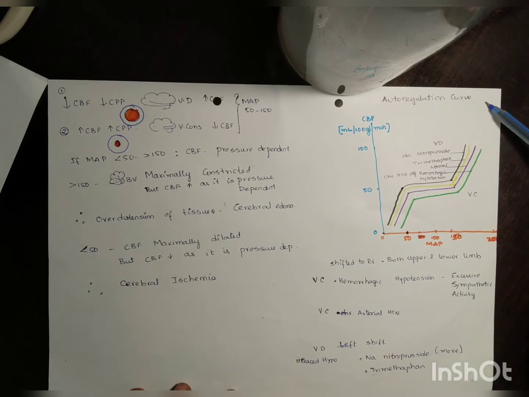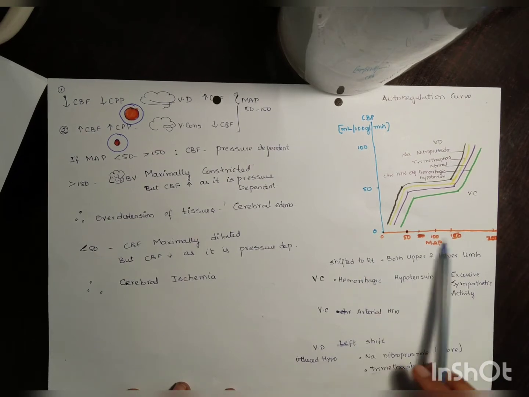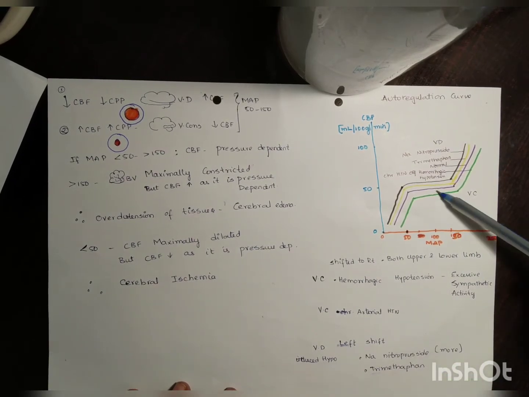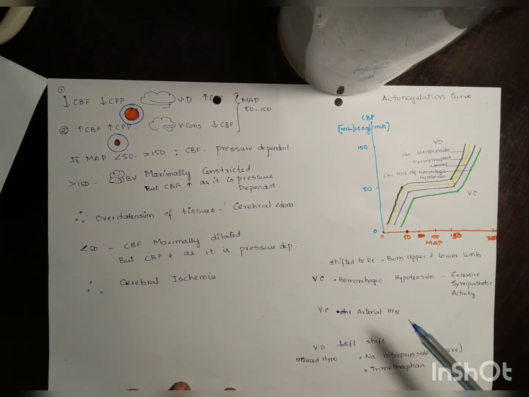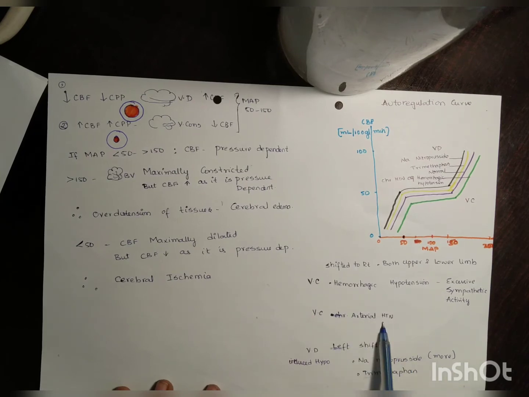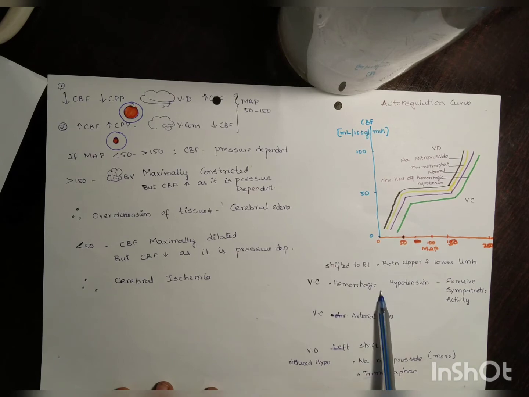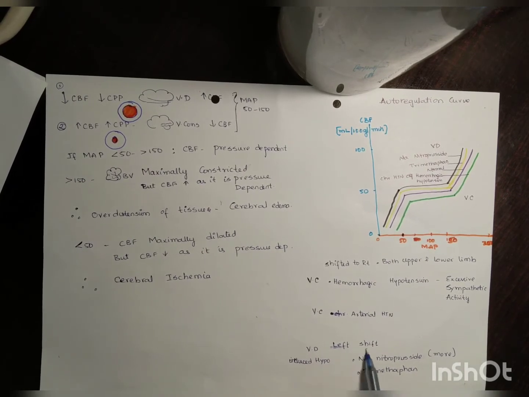Let's see some autoregulation curves. Here, as you can see, on the y-axis we have the cerebral blood flow, and on the x-axis we have the mean arterial pressure. The purple one is a normal curve. Any shift towards the right is because of vasoconstriction, towards the left is the vasodilatation. Some of the factors which cause vasoconstriction are hemorrhagic hypotension and arterial hypertension. Hemorrhagic hypotension can be caused because of excessive sympathetic activity, and the vasodilatation, that is the leftward shift of the curve, is caused by sodium nitroprusside, which is more, and also trimethaphan.